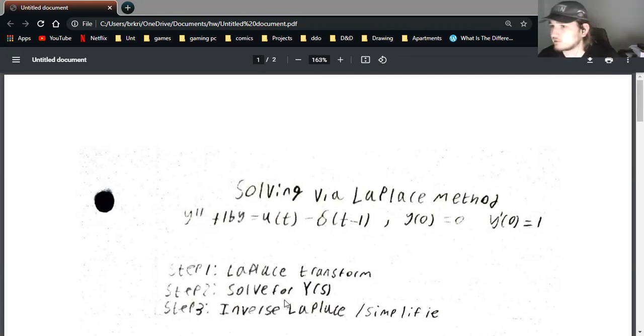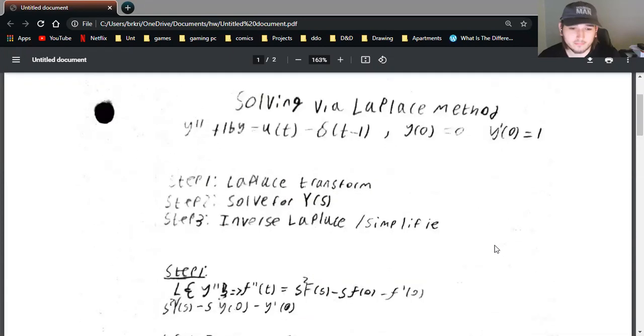And then the third step is inverse Laplace. Each of the parts of the new equation, capital Y equals everything, you would take the inverse Laplace of each of those parts and you get your solution. These will be lowercase y of t equals the entire solution. And if you have step functions, you need to simplify something.